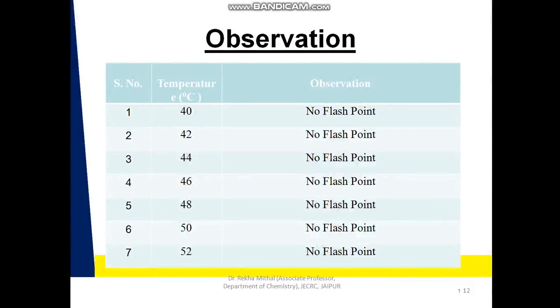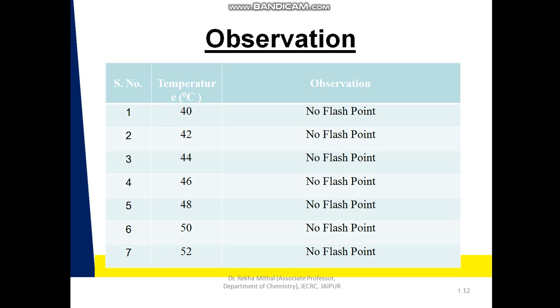Now after the experiment in the laboratory, we have the following observations. This is the observation table: serial number, temperature, observation. Since we are taking the reading at every 2 degrees, we start from at least 40 degrees. At 40 degrees no flash point appears. Again after 2 degrees, at 42 degrees, we bring the flame near the pilot burner, and there is no flash. It means no flash point.